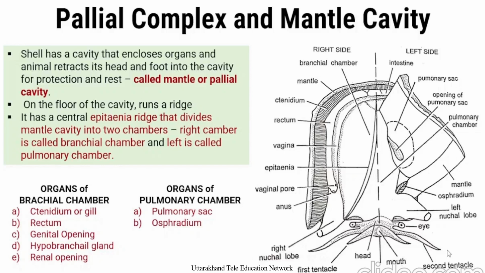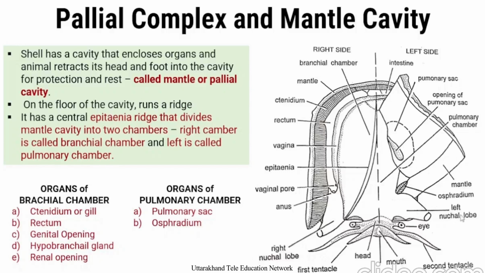Now, the organs of the pulmonary chamber. The pulmonary sac, here you can see the pulmonary sac. It is a bag-like large organ that hangs downwards from the roof of the mantle cavity, occupying a larger area of the pulmonary chamber. So this organ is the pulmonary sac or lung of Pila. It communicates with the pulmonary chamber through an elongated opening, and it helps in aerial respiration. Here it is very important to know that this pulmonary sac helps Pila in aerial respiration.